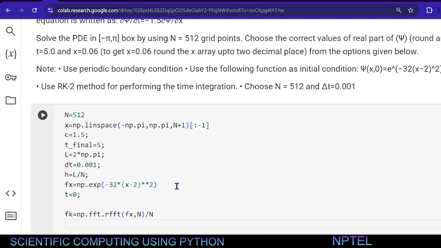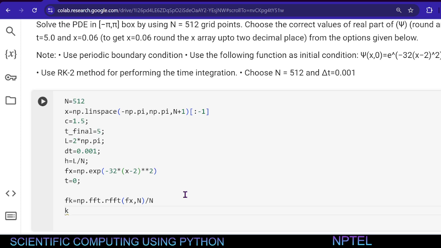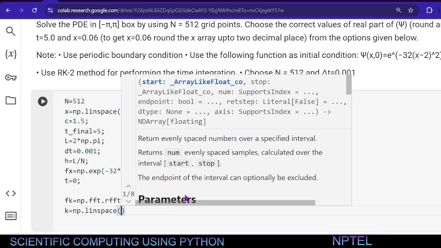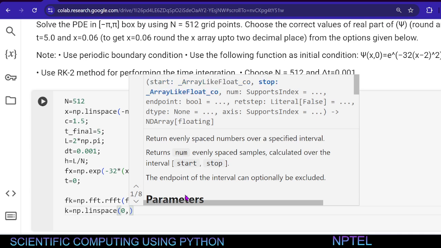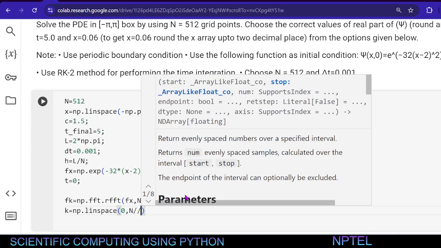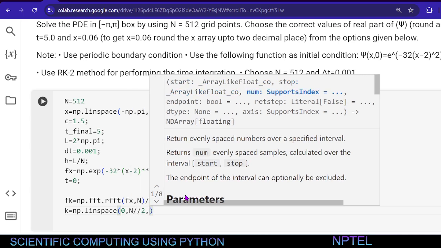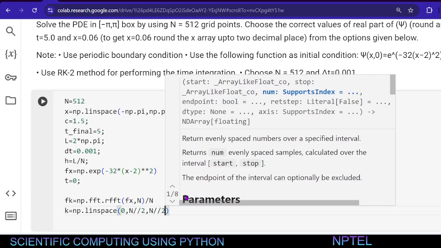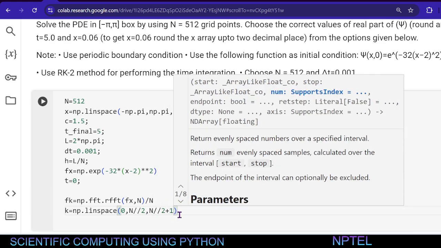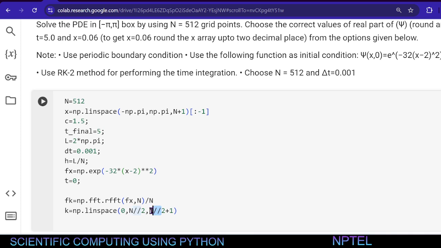Now we have to define the k vectors, the k array rather, which is the linspace. I am following more or less the same code that the professor showed, right? 0 to n over 2, and how many elements are there? n over 2 plus 1. This double division means we are taking only the integer, so this will be treated as an integer.